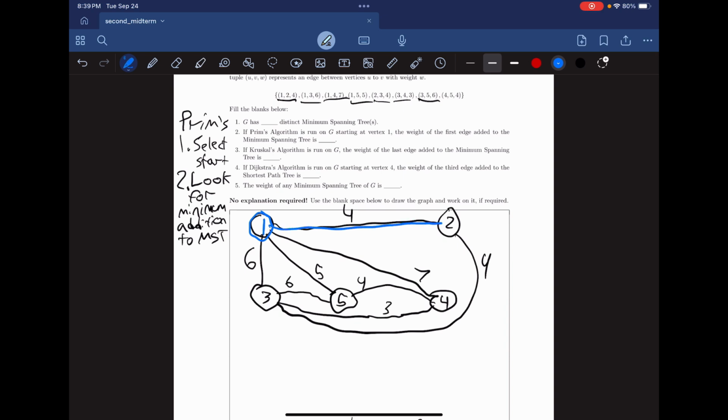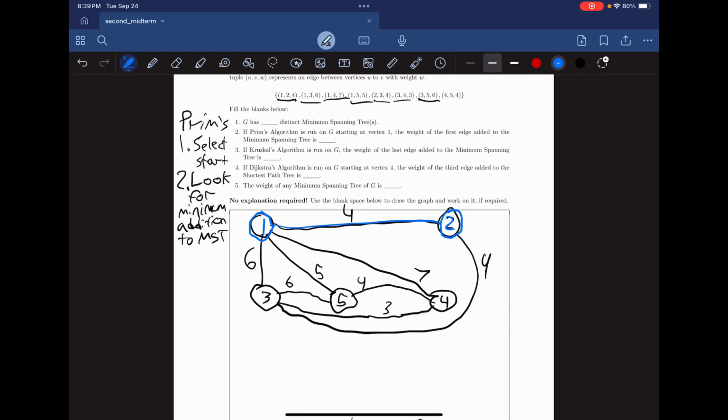Those edges are 1 to 2, 1 to 4, 1 to 5, and 1 to 3. All 4 of those edges will allow us to add a new vertice that's not currently part of the MST. The specific edge that we want to add is the minimum edge out of those 4 options. Because the weights are 4, 7, 5, and 6, the minimum one that we want is the edge from 1 to 2 of weight 4.